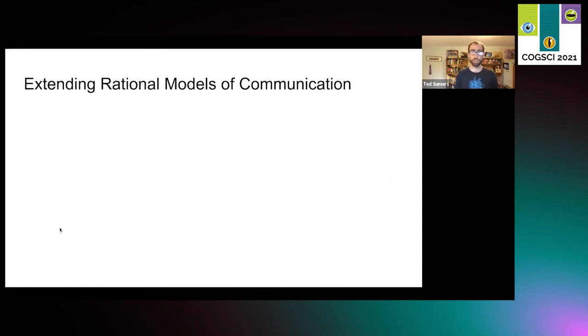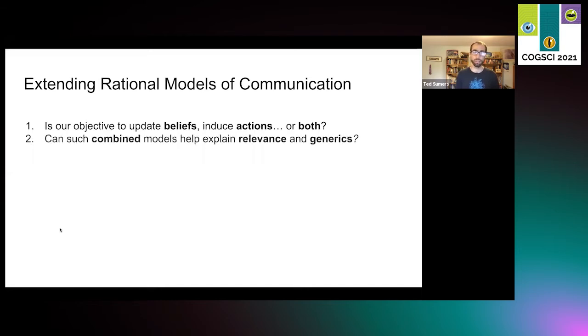So today we're going to focus on two questions. First, is the fundamental goal of communication to update beliefs, induce actions, or some combination of the two? And second, could such combined models help explain relevance and generics in human language?